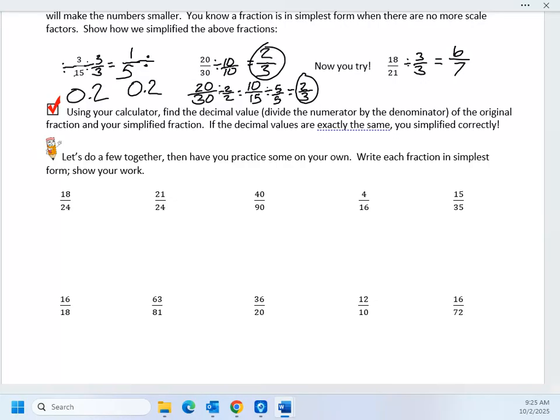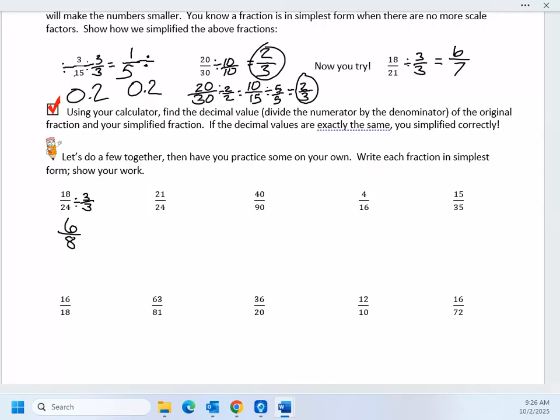So let's look at 18/24. What is the scale factor I could divide out of 18/24? Michael? 3 over 3. Yeah, because if it's a scale factor, it has to be the same number over itself. Whatever you divide out of the top, you're dividing out of the bottom. It has to be the same number. What is 18 divided by 3? 6. What is 24 divided by 3, Audrey? 8.